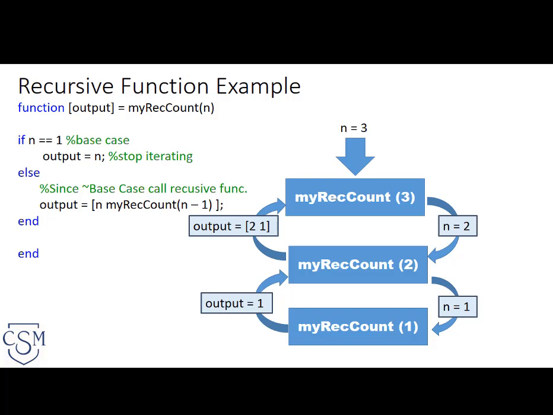So it is concatenating a 3 with whatever the result of my recursive count 2 is. Of course, that's 2, 1. So the output of the entire function would be 3, 2, 1. And that's the basic case of how recursion works. It will call itself and keep cascading down until it reaches the base case, at which point it'll start passing the outputs back up to the initial function call, which was my recursive count 3, and give us the output. So let's take a look at MATLAB to see how this works.